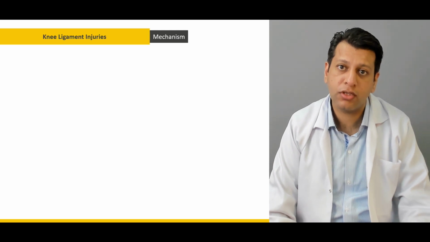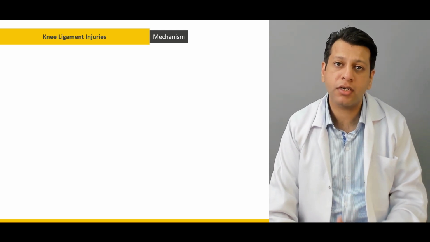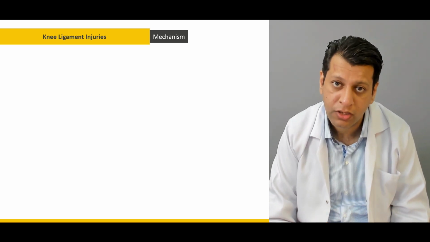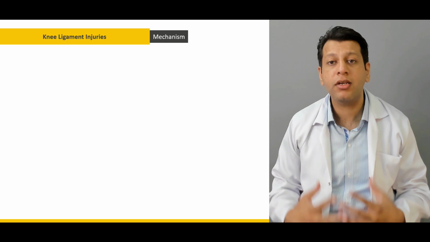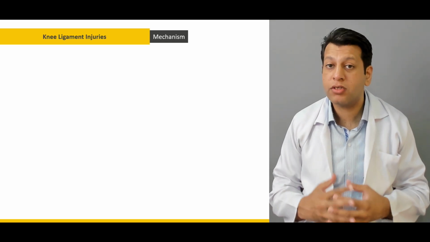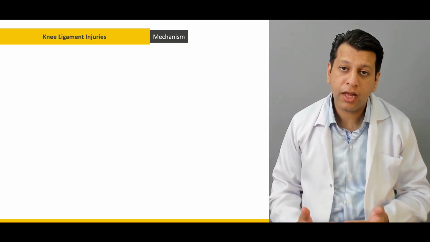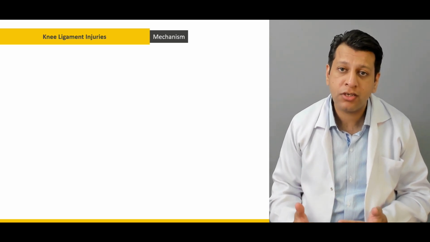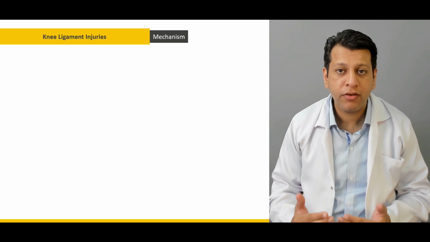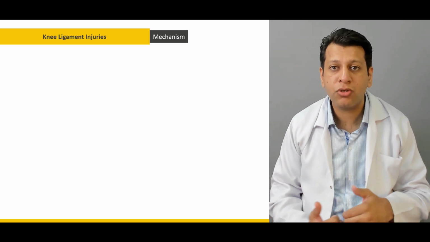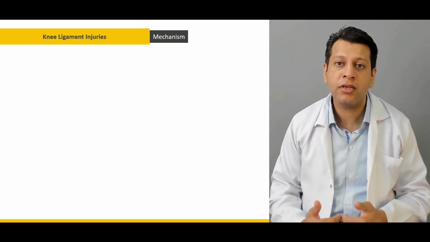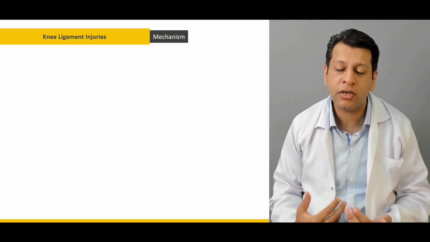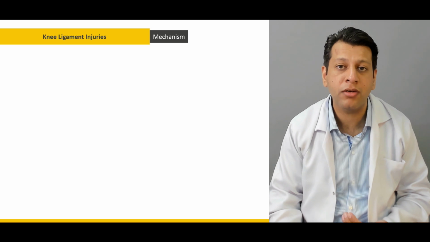Now, for a knee ligament injury, there's always a mechanism. There are certain kinds of falls or patterns which result in either ACL or PCL injuries. Before you understand the mechanism, you need to understand the function of the ACL. The ACL is attached in such a way that it prevents anterior translation of the tibia over the femur. So if the ACL is torn, then during flexion and extension, the tibia will be anteriorly translated.